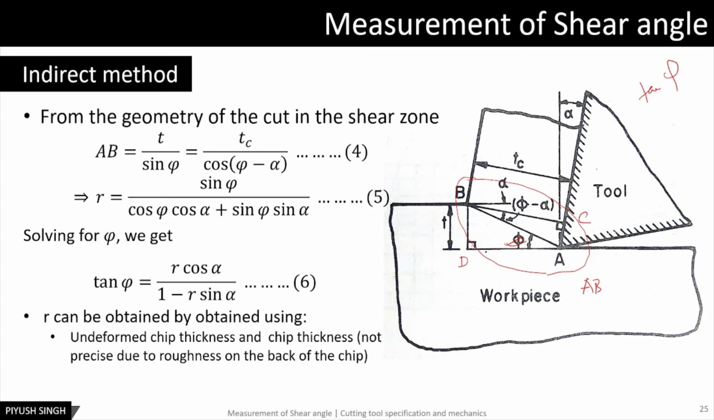So an alternate method is to measure the length of the chip and the length of the cut. We can easily find the length of the cut from our cutting velocity and the time for which we have machined, and then we can measure the length of the chip that is generated, and from that we can find the value of r. So this becomes more precise.